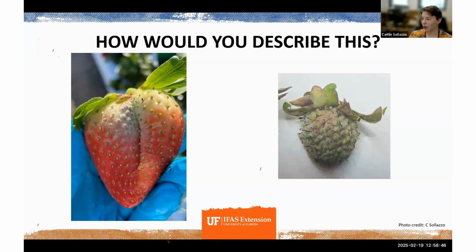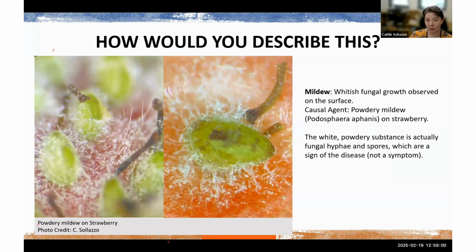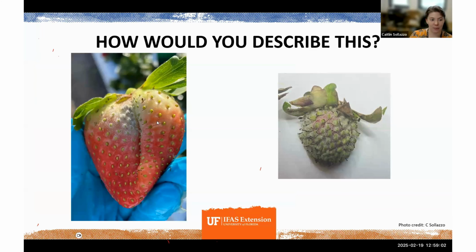Rot. I don't know if it would be rot necessarily. So this was one of the first terms, so it might be hard. What I was really thinking about is something, this may be good: mildew. This is called powdery mildew. Again, mildew is something that has whitish growth on the surface, and this is all whitish growth.